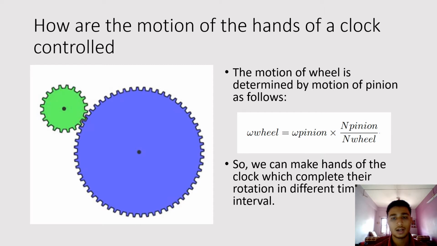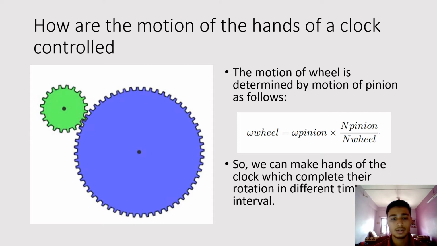Clocks, we know, are run by a single battery or power source. In order to move the different hands of the clock differently, it is necessary to have some mechanism. And this is provided by a structure called gears. You can see in the given figure, the green gear is called the pinion and the blue one is called the wheel. The structures at its periphery are known as the teeth.